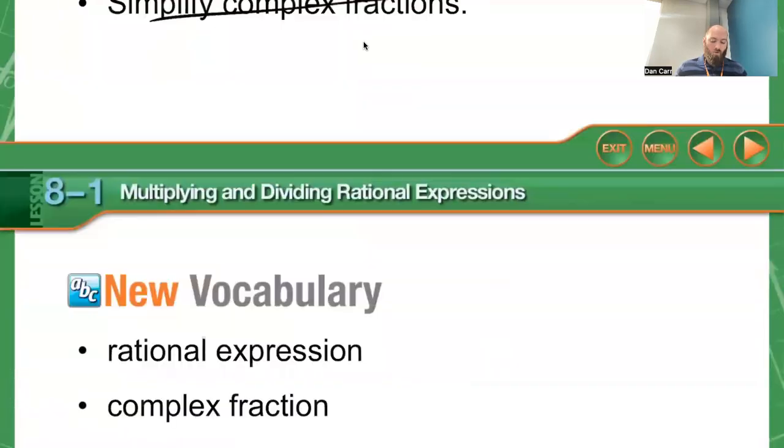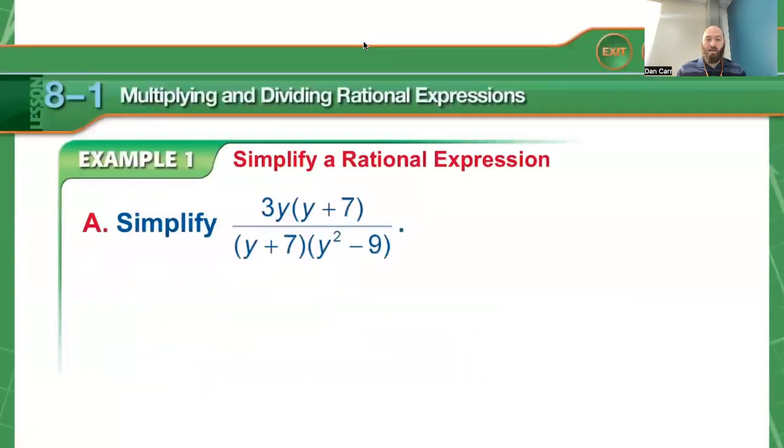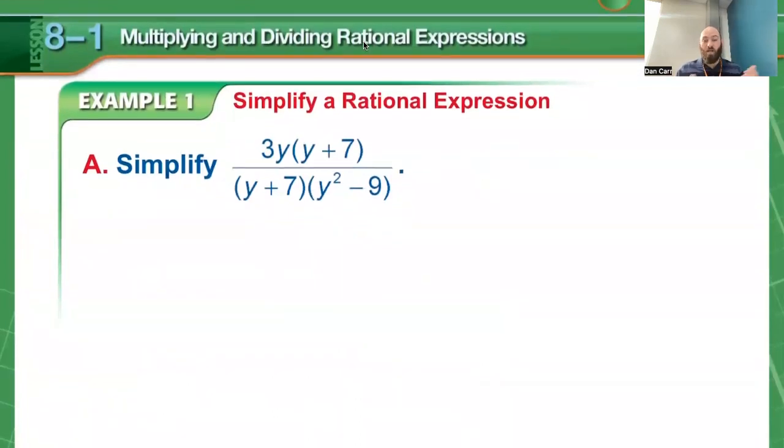What we mean by a rational expression, it's in the name itself. It's a ratio. So a rational expression is anything written as a fraction. But they're going to be more complicated than the fractions you've dealt with before. So when we look at that, here's an example of this.